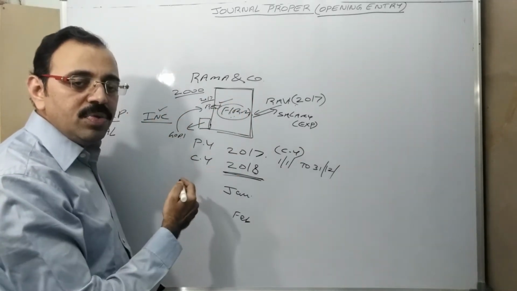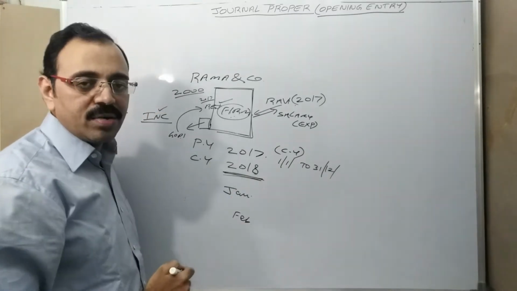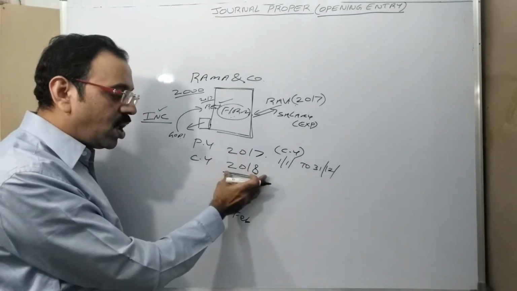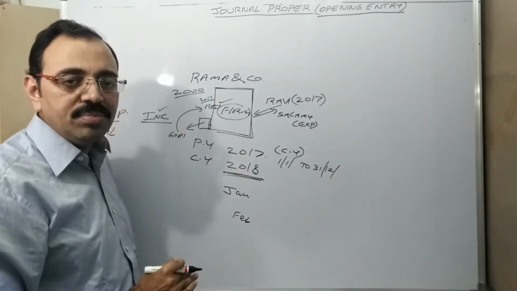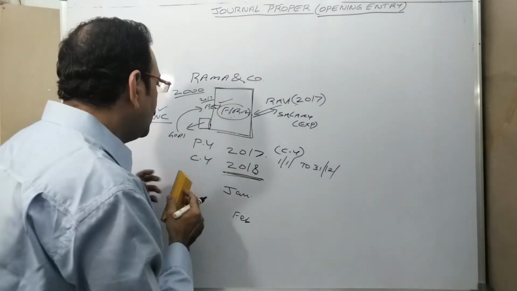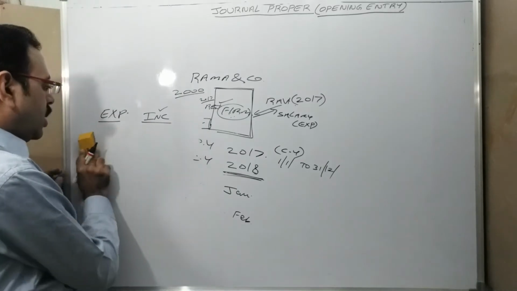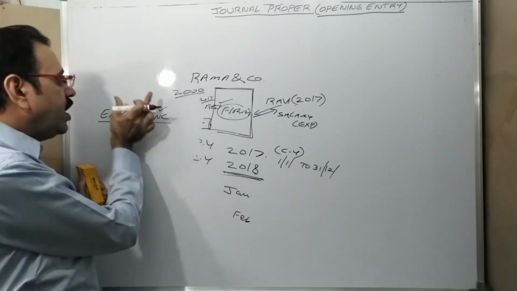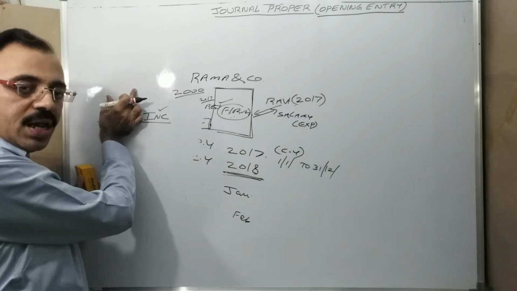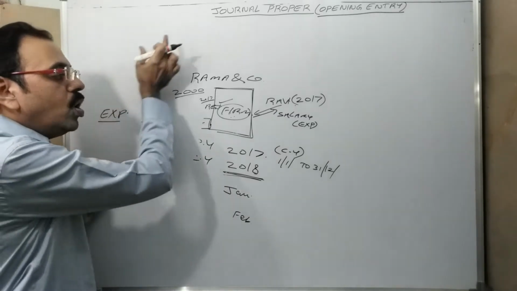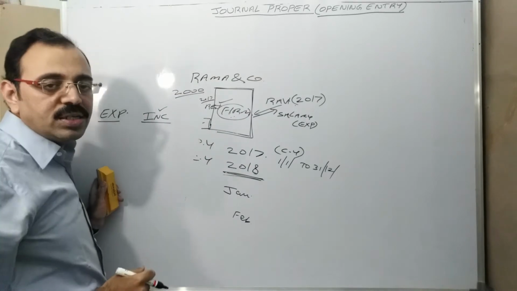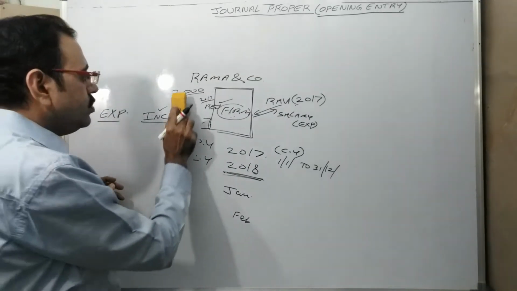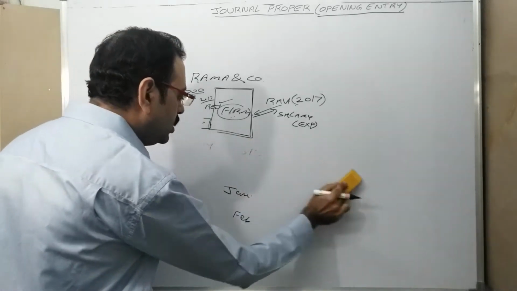Last year income we should not transfer to current year. So last year income is last year. This year also we want this year income. So be clear with this point. Expenses and incomes, 1 year incomes, 1 year expenses, we should not carry forward to next year. Clear? Then we will continue this.